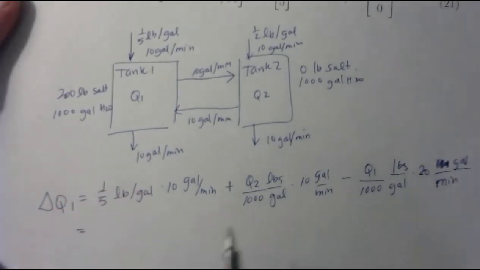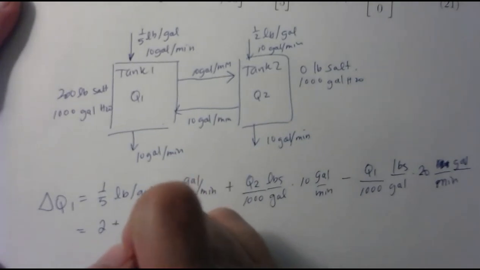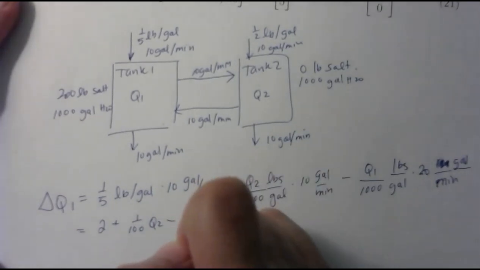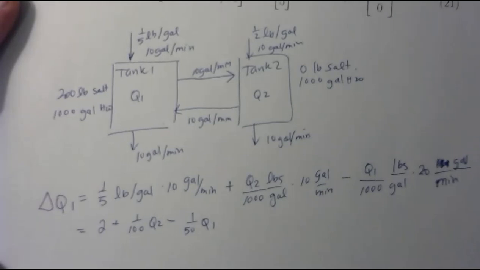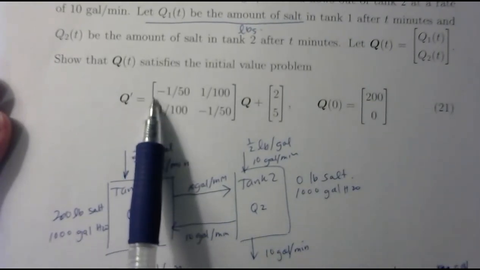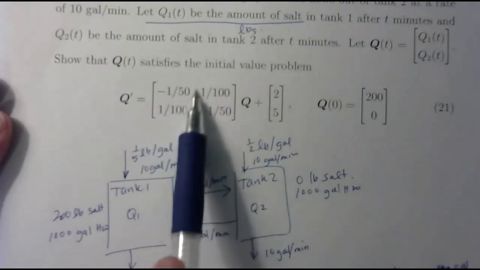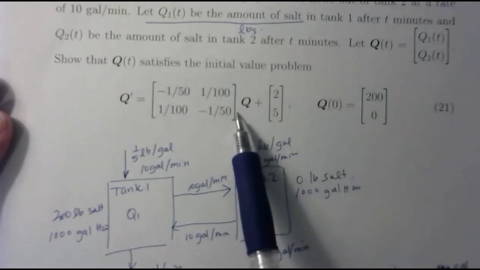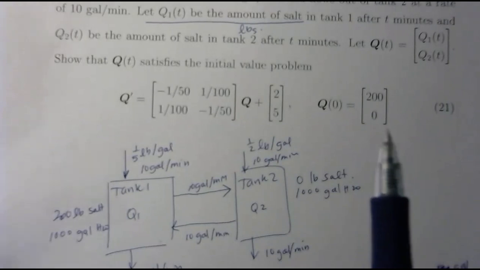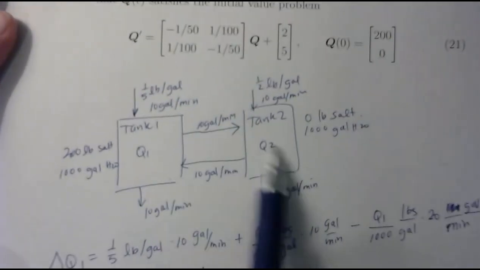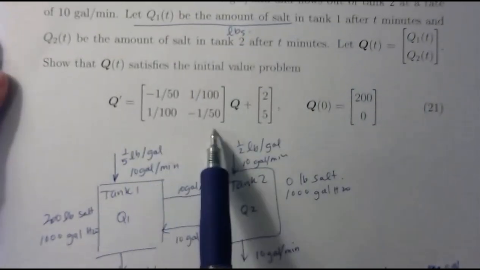So this gives us something that looks like 10 divided by 5, so 2, plus 10 divided by 1,000, it's 1 over 100 Q2 minus 20 over 1,000 is 1 over 50 Q1. Hopefully that rings some bells. So if I look at the first line of this equation up here that I want to verify, I have minus 1 over 50 times the first element, Q1, plus 1 over 100 times Q2, second element, plus 2. Awesome. The initial condition, 200 pounds of salt versus 0 pounds of salt, and the second equation, hopefully you can just kind of walk through this diagram and see that that also satisfies here.